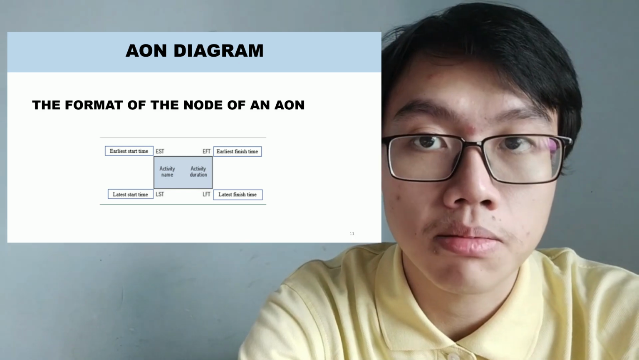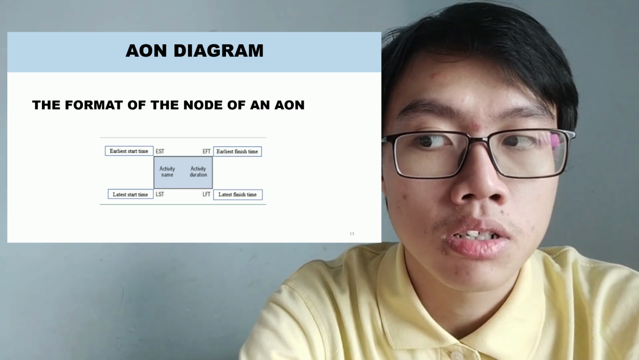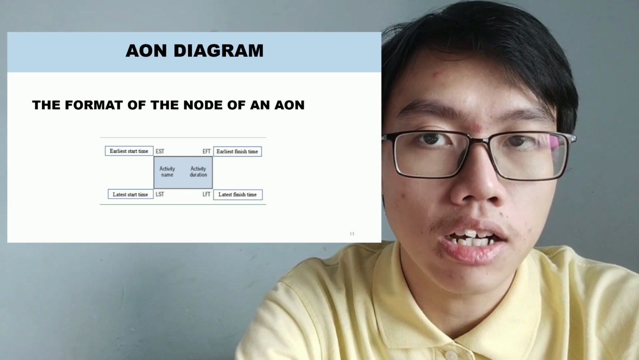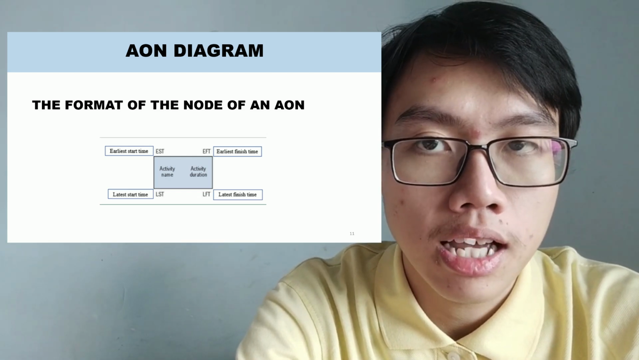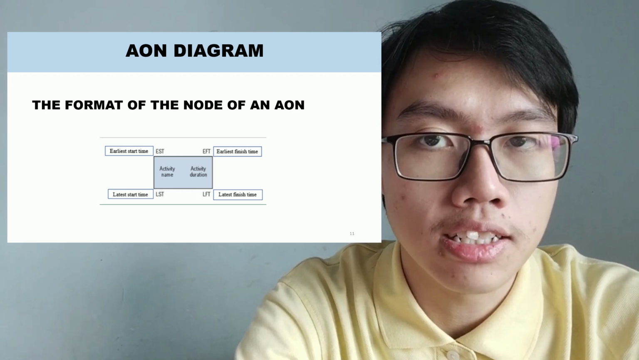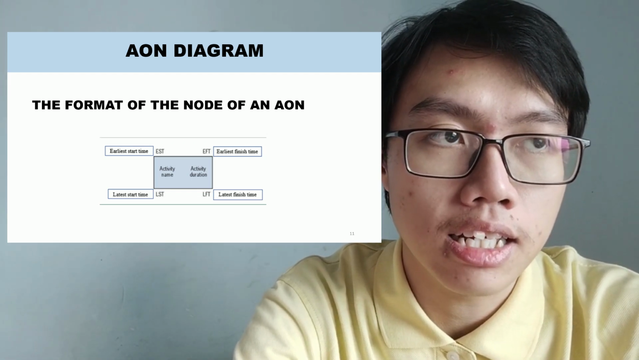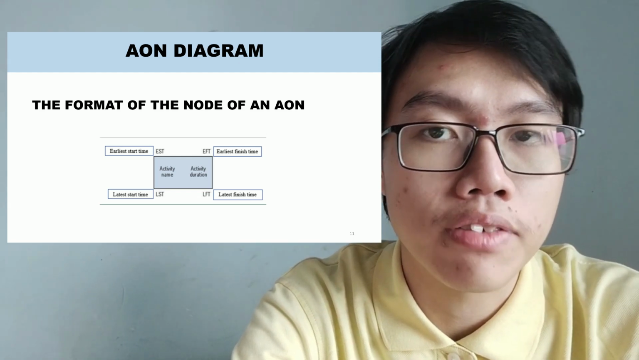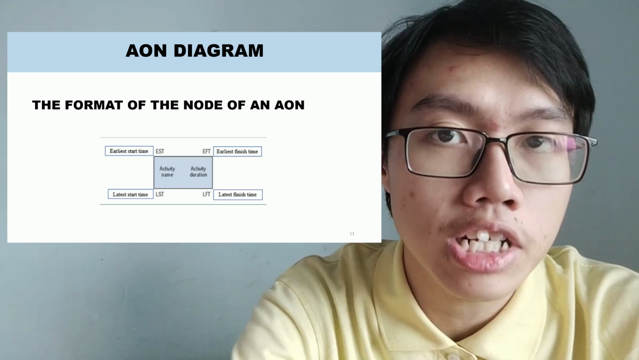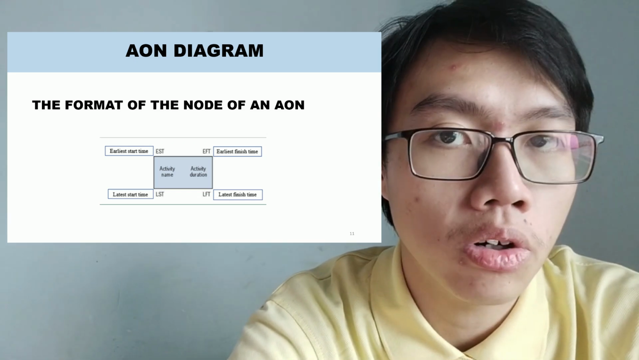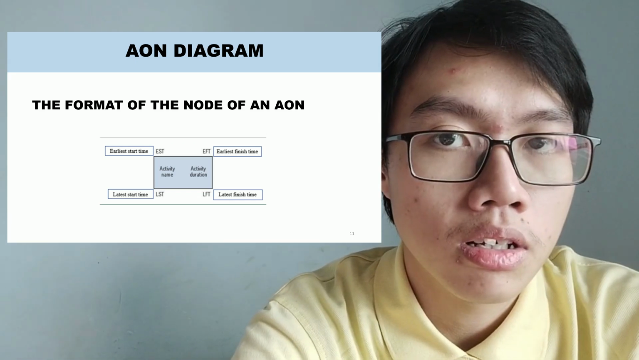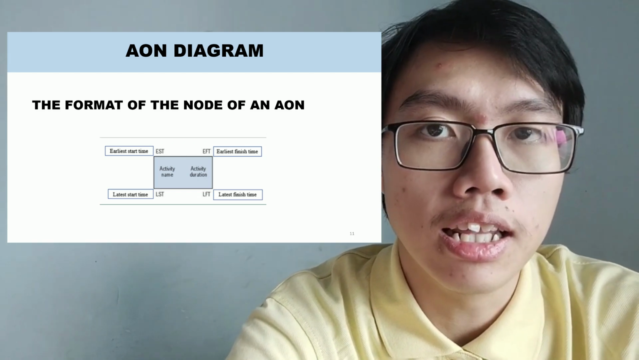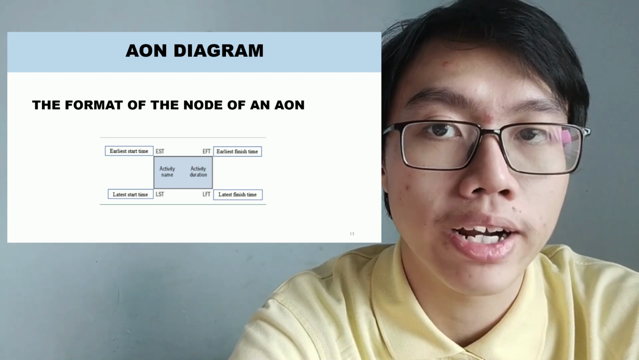Next I would like to explain the node of the AON diagram. According to the AON diagram, the activity name will be on the left side inside the box, and the duration taken to finish this activity will be on the right side inside the box. The earliest start time will be on the top left corner of the box, whereas the earliest finish time will be at the top right corner. On the other hand, the latest start time will be on the bottom left corner, and the latest finish time will be on the bottom right corner.